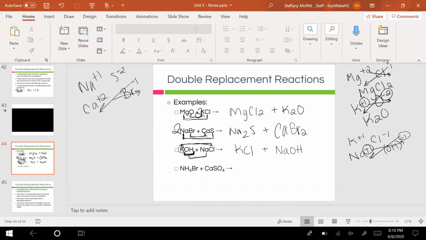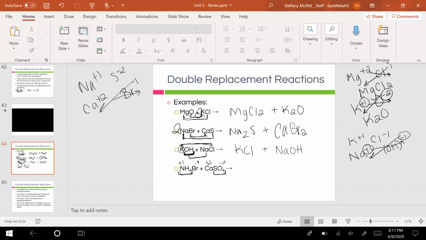This last example has two different polyatomic ions. So NH4 is a polyatomic ion. That's our only positive polyatomic ion. That is ammonium. And sulfate right here, SO4, is a polyatomic ion that we have to be careful of. Now, ammonium has a +1 charge. Bromine has a -1 charge. Calcium has a +2 charge, and sulfur has a -2 charge. This is going to be a little different.